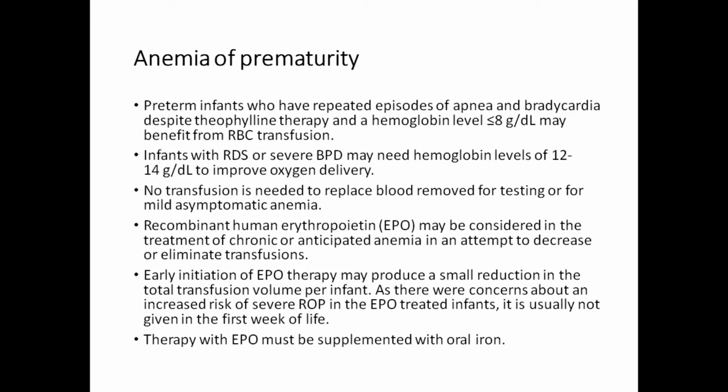Recombinant human erythropoietin may be considered in the treatment of chronic or anticipated anemia in an attempt to decrease or eliminate transfusions. Early initiation of erythropoietin therapy may produce a small reduction in the total transfusion volume per infant. As there are concerns about an increased risk of severe ROP in EPO-treated infants, it is usually not given in the first week of life.